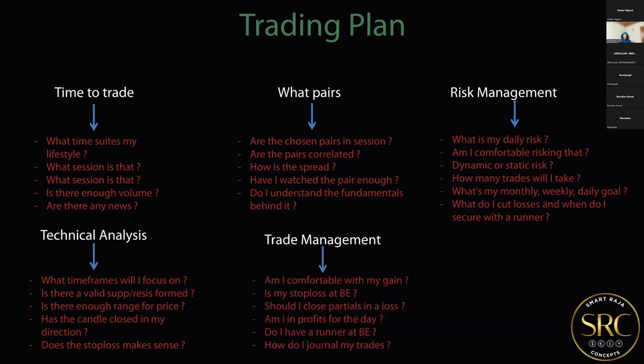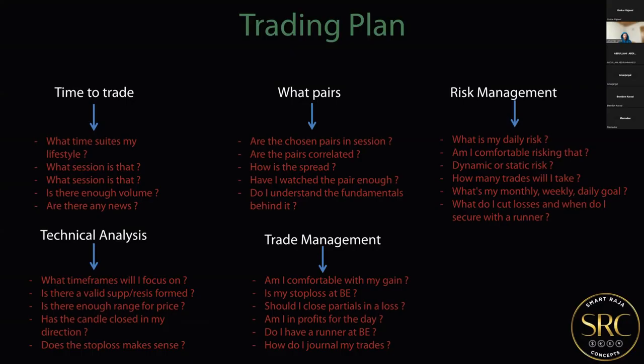Trade management. This is also very important. Trade management is how many pips do I look for a range? I've already talked about this. Trade management: am I comfortable with my gain? Are you comfortable with grinding $10 or grinding $5, $15, $20? Are you comfortable with that? Whenever you move your stop loss to break even, you have to accept that, because wherever you move your stop loss, you're accepting that outcome.